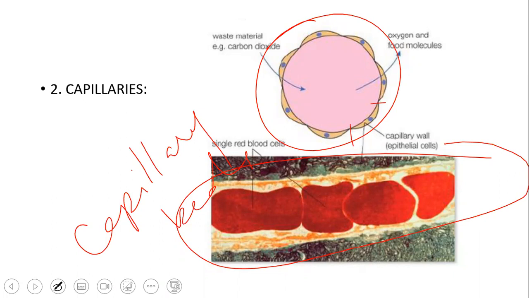Secondly, because the walls are partially permeable, because they have these gaps, that allows quick exchange of nutrients, and also it allows your white blood cells to squeeze through and go to the tissue and fight if there is any kind of infection. And the fact that the capillary wall is so thin means that the distance for diffusion will be less, so diffusion will take place quickly. So this is what we need to know about the structure of capillaries.